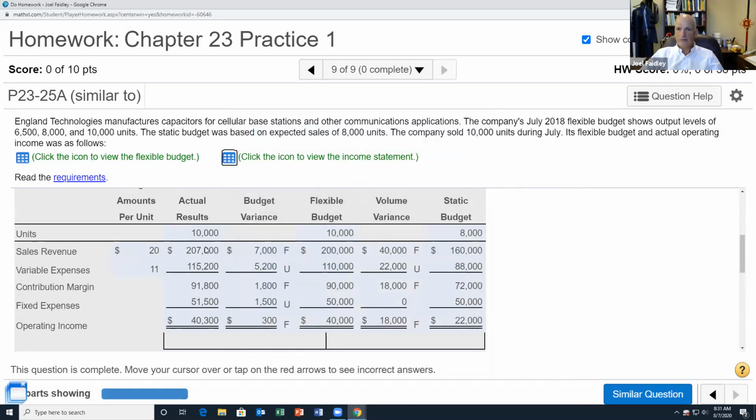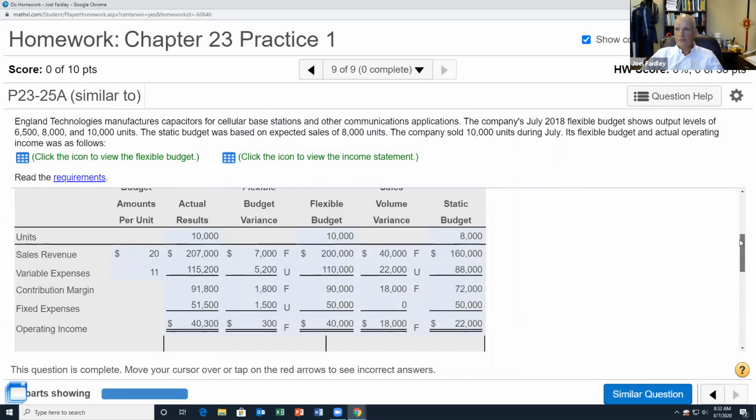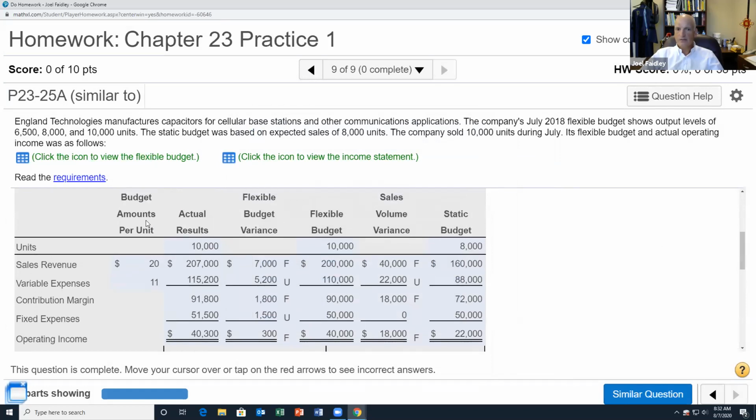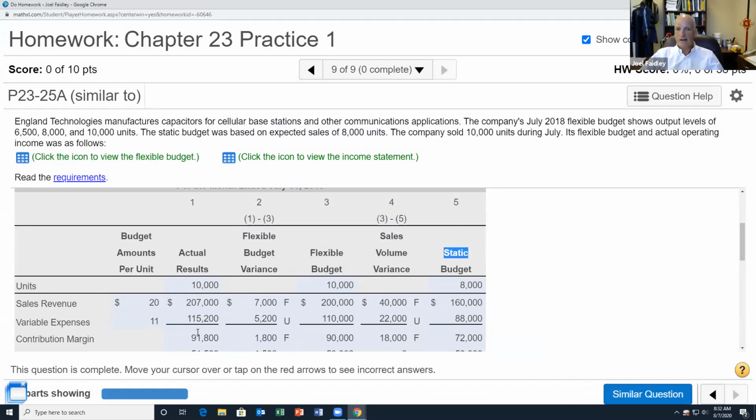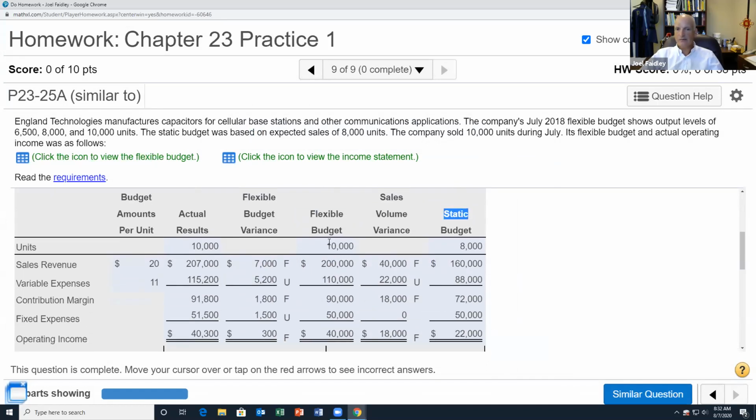It's a little bit confusing the way they do this, because then the budget amounts per unit over here, 20 and 11, is based on 160,000 divided by 8,000 and 88,000 divided by 8,000. That's where they get to 20 and 11. I wish they would put this budget amounts per unit over here to the right, because it applies to this static budget. So once you've got your actuals, the last step is this flex budget.